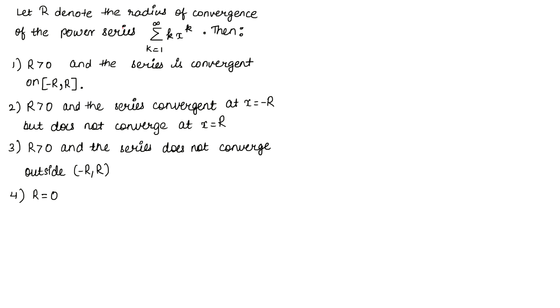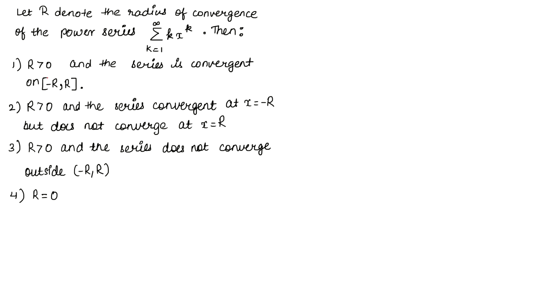Hello everybody, today we are doing a question from CSIR NET December 2018. The question is from part B. The question says, let R denote the radius of convergence of the power series sigma k equals 1 to infinity k x raised to k.